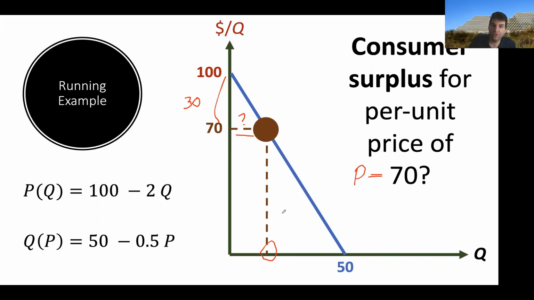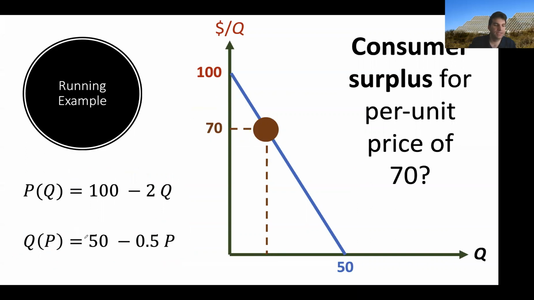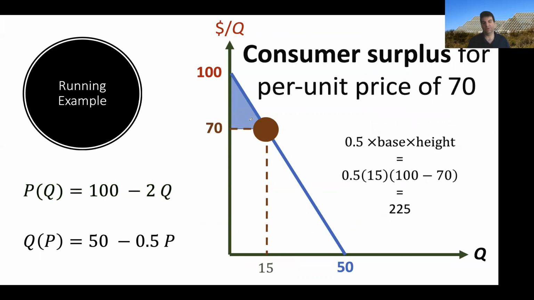And I know that to go from P to Q, that's a demand function. So that's this thing down here. I plug in my price, I get my quantity out, and that tells me that it is a Q of 15. So this direction here is 15. And so now I know I've got 30 here and 15 here. So if I do 30 times 15 times 1/2, that will give me my consumer surplus here. And that's what I did there.